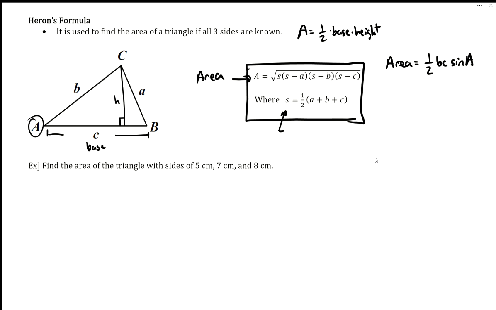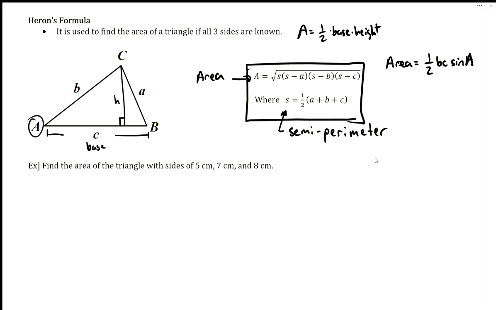And then this S is called the semi-perimeter. So the semi-perimeter, so it's half of the perimeter. So a perimeter of a triangle would be A plus B plus C, but then we're halving it. Okay, and then we'll plug it all into that big old square root. So let's see how this works.